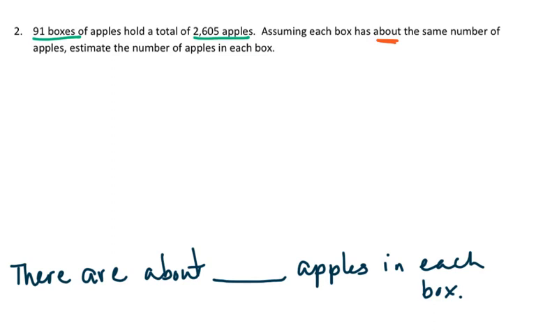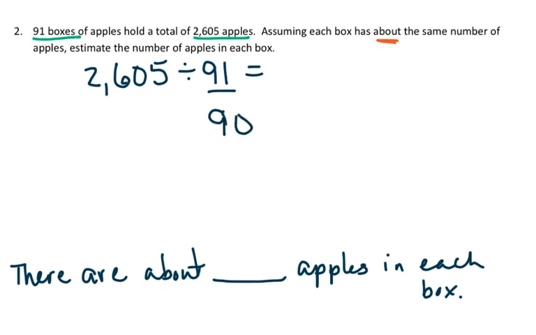So my problem is 2,605 divided by 91. In this situation, I'm looking at my divisor of 91, and I know that's going to round to 90. Okay, that's pretty simple. So when I'm actually looking at 2,605, I want to find something that's going to be divisible by 90. And that is the trick to these problems. So I want it to work out nicely and evenly.